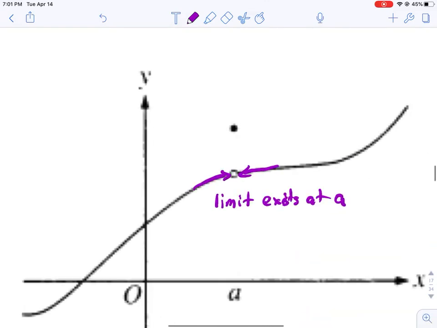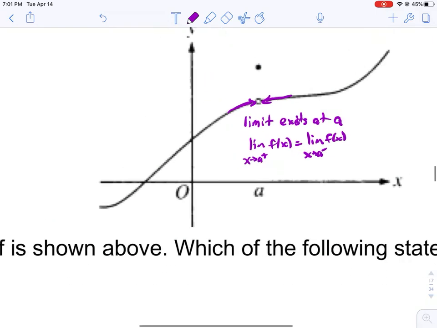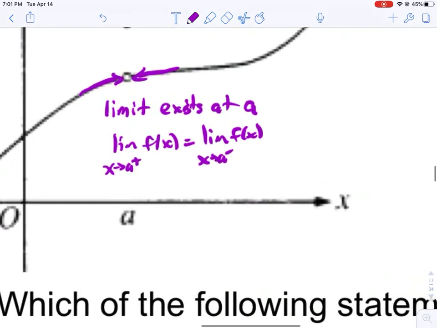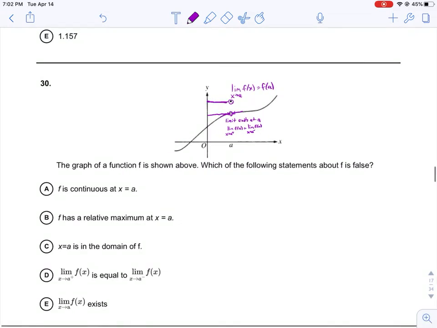That's the same thing as saying the limit as x goes to a from one side is equal to the limit as x goes to a from the other side. That means the limit exists. But to be continuous, the limit as x goes to a has to equal f of a. Here our limit is this y value, but our f of a value is whatever that y value is. Okay, so A is false. Let's talk about why the rest are true, actually.